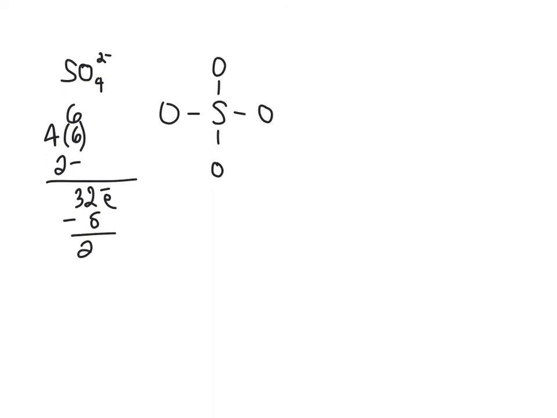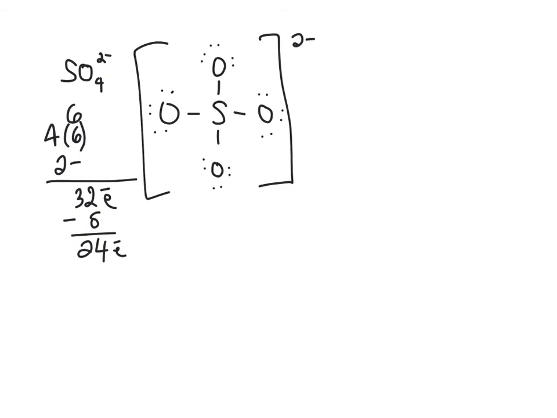So we have 24 left to place. 2, 4, 6, 8, 10, 12, 14, 16, 18, 20, 22, 24. 2 minus. All right, so we've used 24 electrons to fill up our outside atoms' octets, and total 8, 16, 24, 32, and everybody is surrounded by 8. So their octets are complete. You'd think they'd be happy.